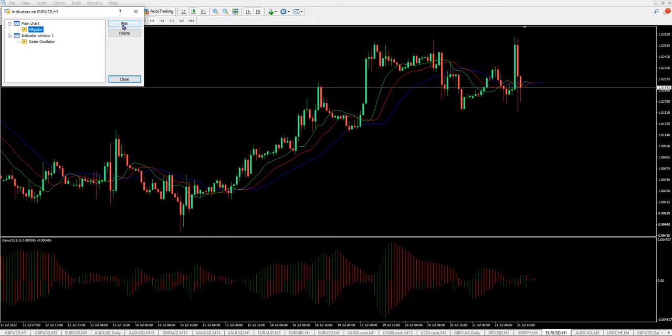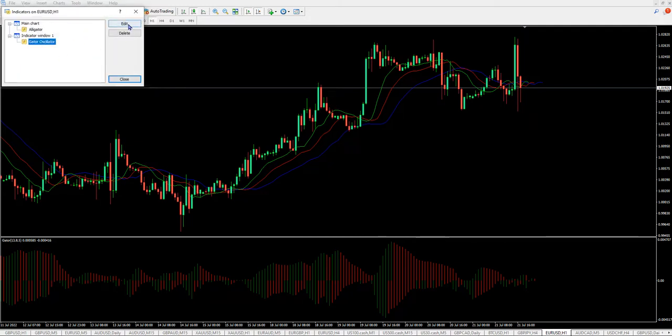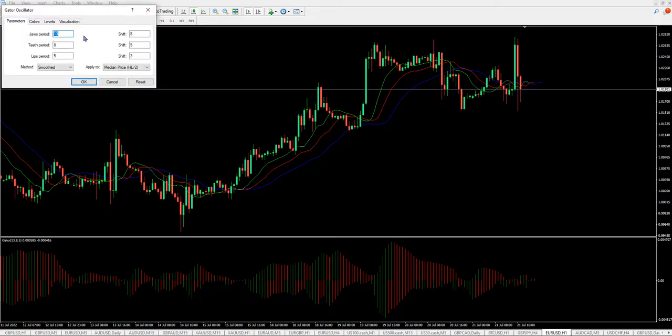And the language used is kind of, alligator, you've got the jaws, the teeth, the lips, and it's a moving average based indicator, right? Obviously we can see that here. And it's smoothed, and these are the settings for the alligator. And if you go into the gator, it's going to be the same thing, right? So the oscillator is correlated with these moving averages.